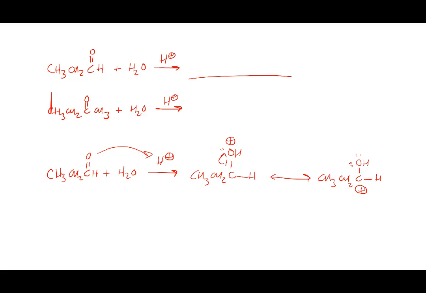I could have water attack either one. If the water attacks the one on the left, what happens? Then the pair of electrons has to go up to the oxygen. So if I do that, what am I going to get? A C with an OH on it, an H, and then down here, the oxonium ion. Again, same two steps. And then what happens?